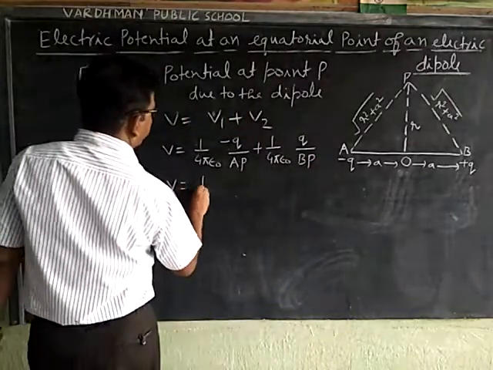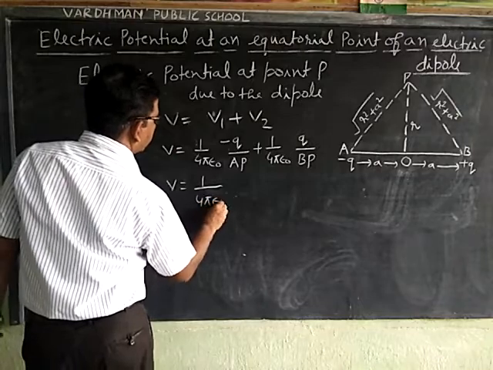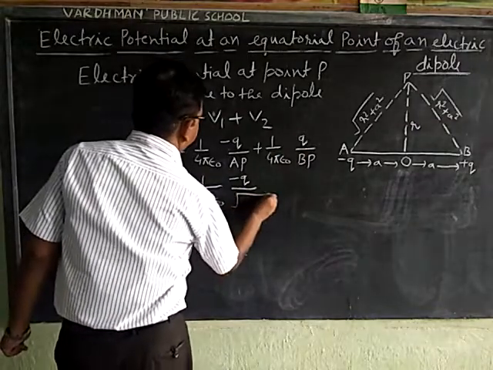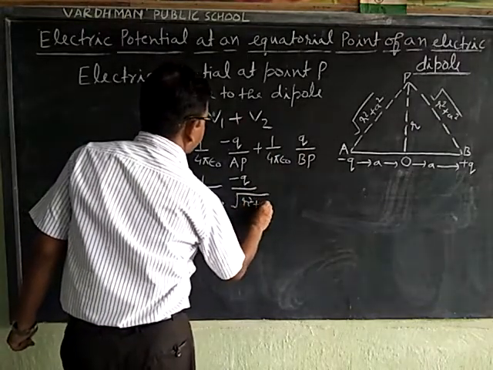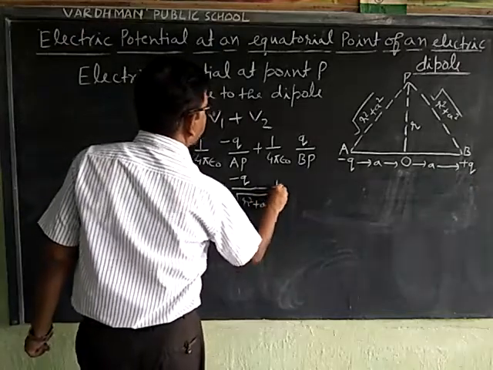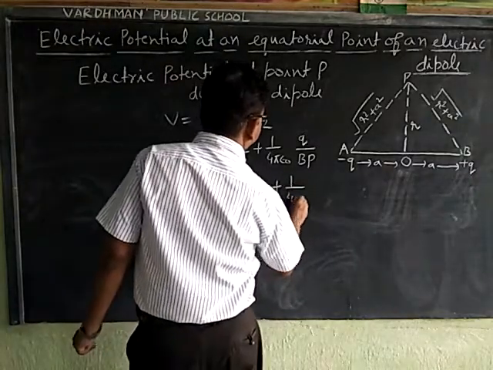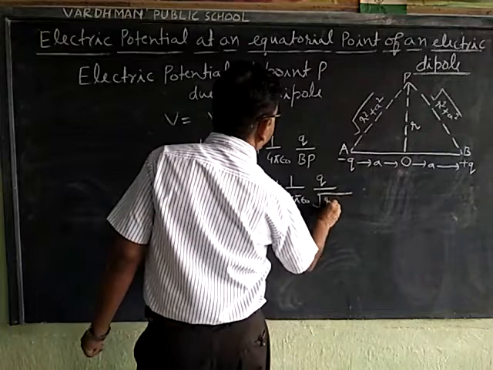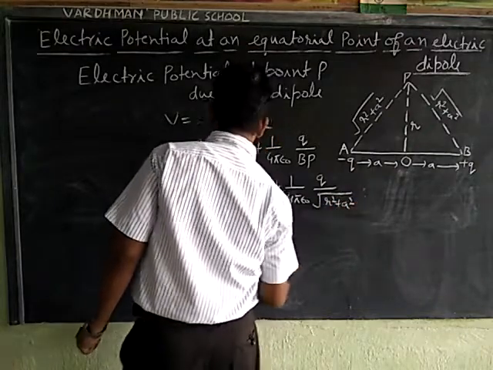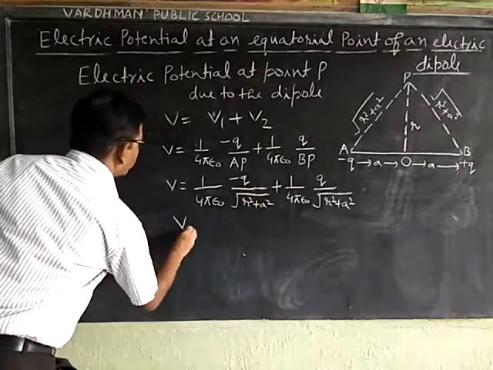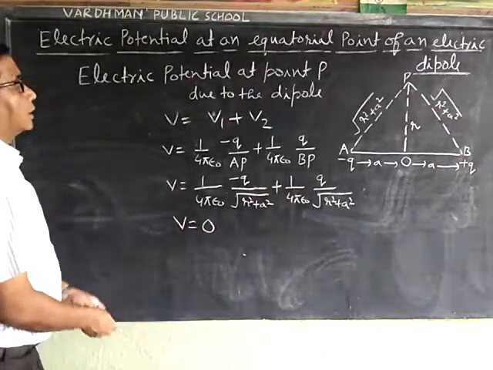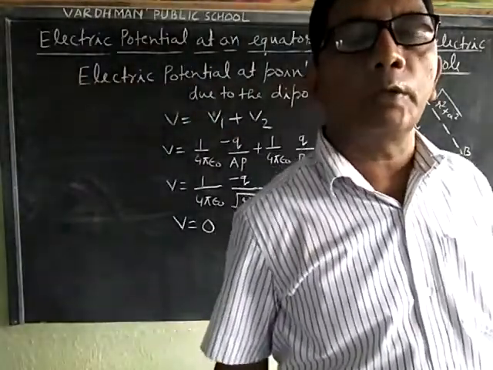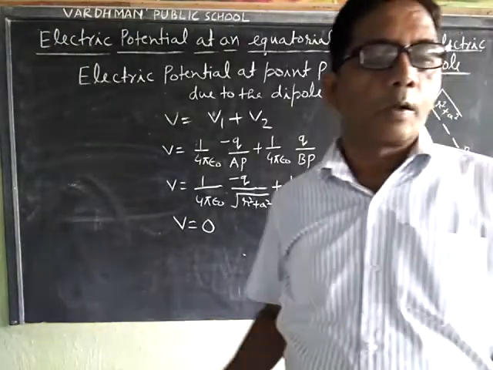Now V is equal to 1 upon 4 pi epsilon naught into minus Q upon under root R square plus A square, plus 1 upon 4 pi epsilon naught into Q upon under root R square plus A square. Then V is equal to 0. Thus electric potential at an equatorial point of the electric dipole is 0.